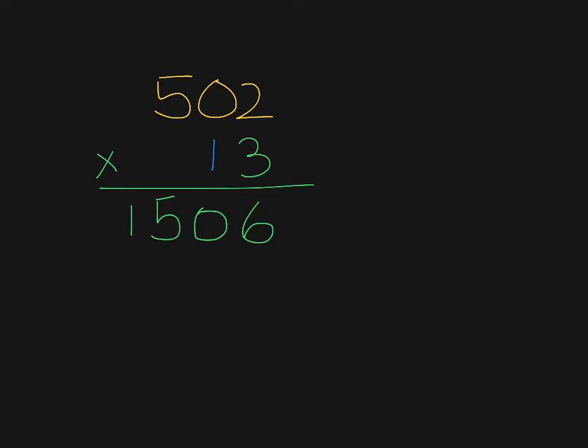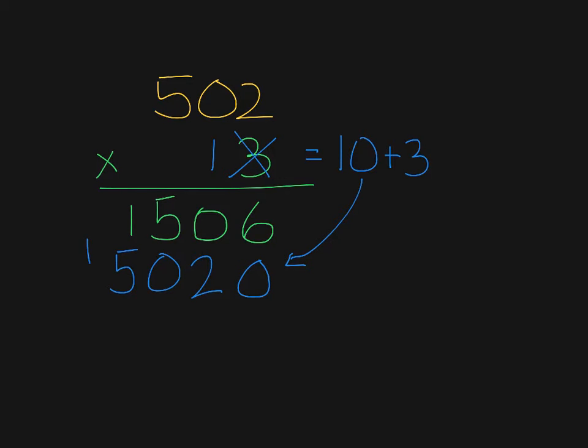Now we cross out the 3, we put a 0. Now that 1 is not really 1 because 13 is made up of 10 plus 3. So that 1 is really a 10. That's why we put the 0 there. Now it's 1 times 2 is 2. 1 times 0 is 0. 1 times 5 is 5. These are our two partial products. And all we need to do is add them.